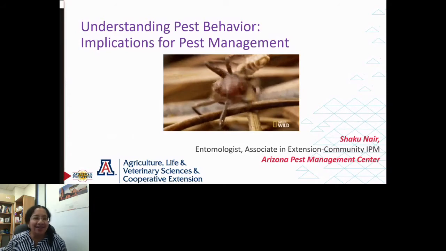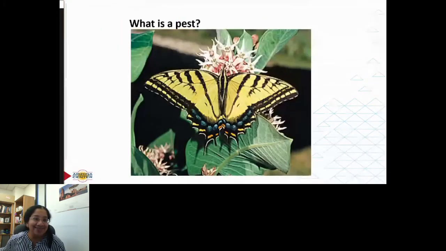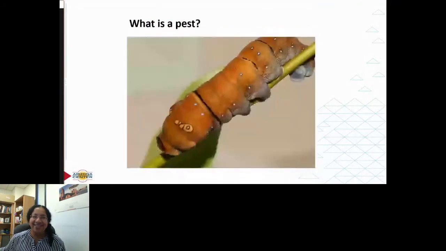I often start a talk on pest management with this question: what is a pest? Different people have different ideas, right? Take this beautiful butterfly, and some of you might recognize it. It's the Arizona state butterfly, and that's where I'm located. It's called the two-tailed swallowtail, and it's gorgeous, isn't it? Would we call it a pest? Of course not.